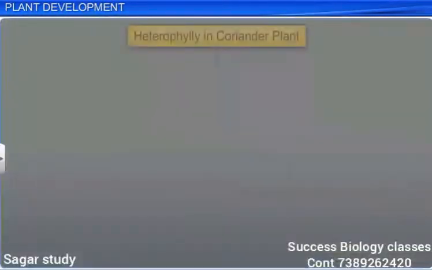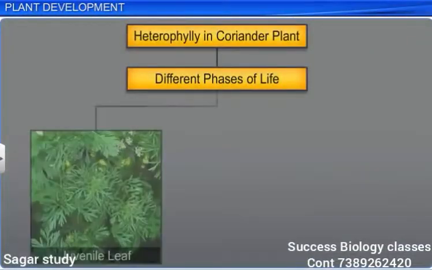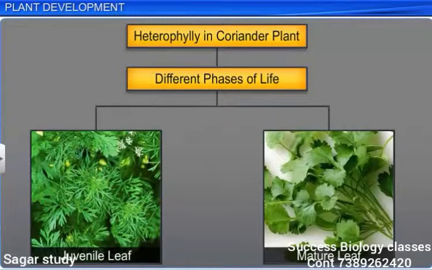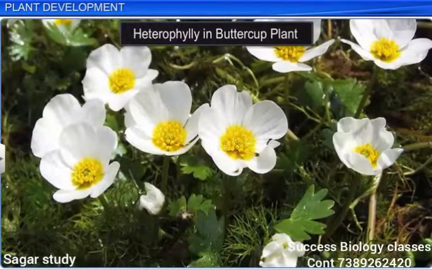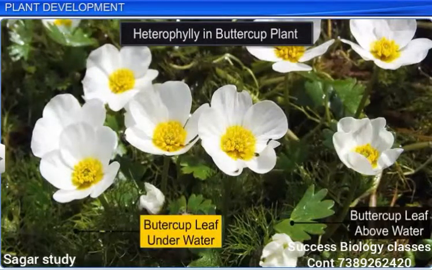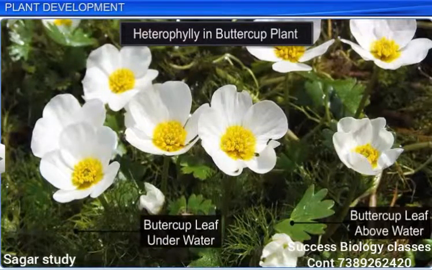As you can see, the leaves of juvenile and mature coriander plants differ in shape. In the same way, the different shapes of the buttercup leaf above and below water are examples of plasticity in response to different environments.